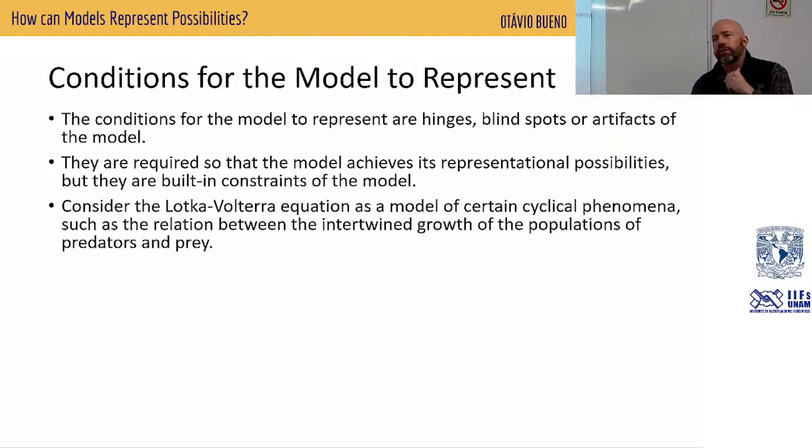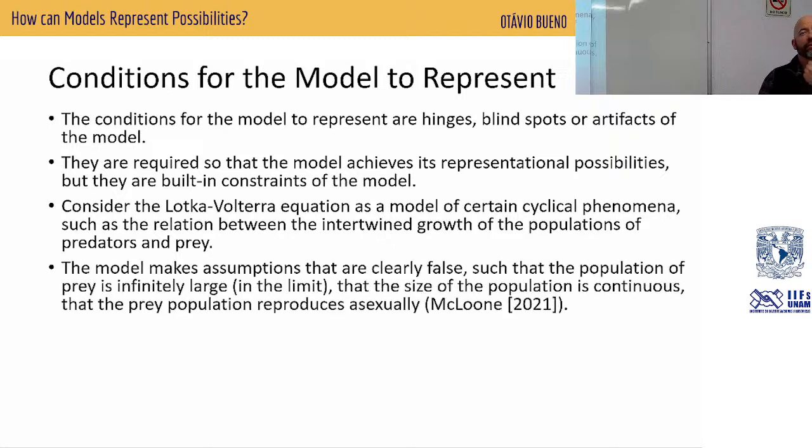So now consider the Lotka-Volterra equations, which, for those of you who were at the talk yesterday, I talked a little bit about. I'm going to spin in a slightly different direction for the purpose of this talk. This is a pair of differential equations that represent cyclical phenomena, such as the relation between the growth of the population of predators and prey. The model makes a bunch of assumptions that are clearly false. It's a highly idealized model.